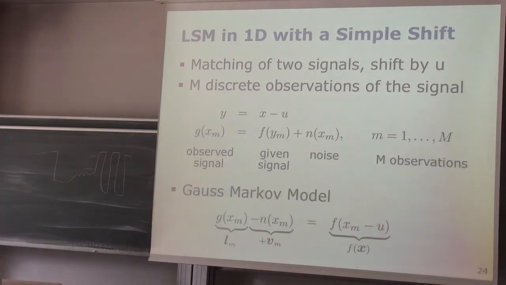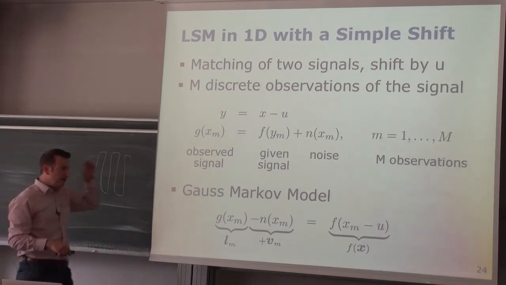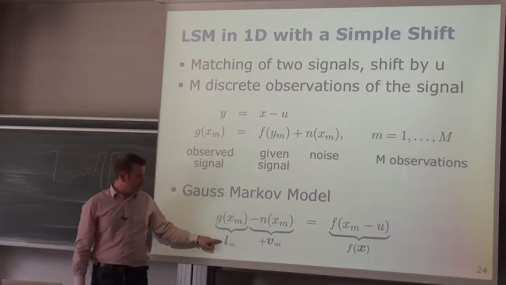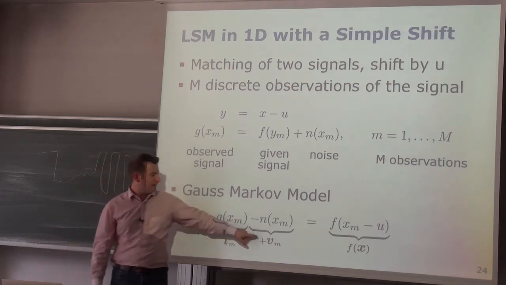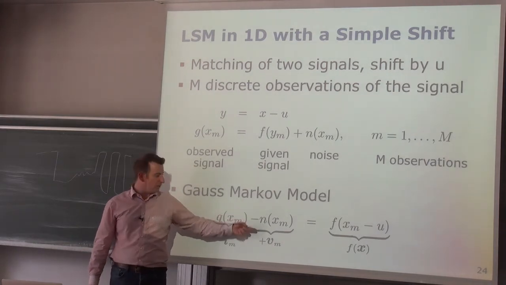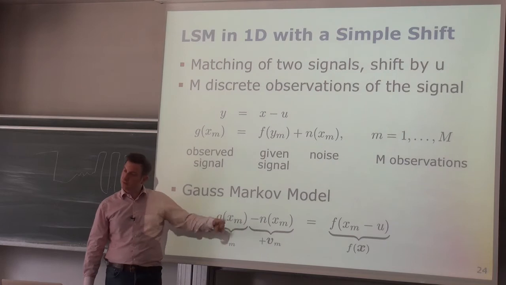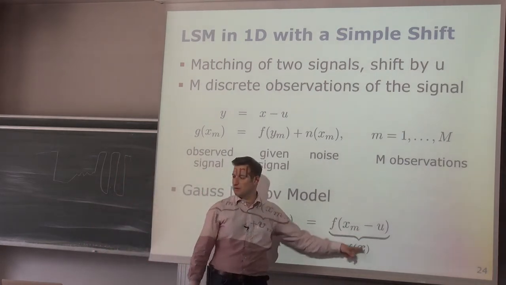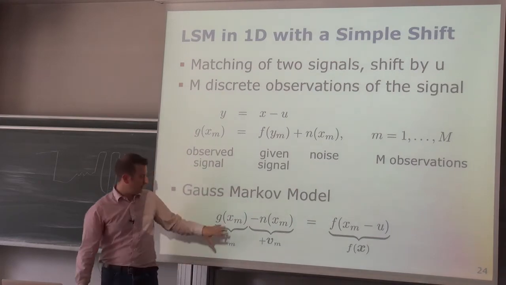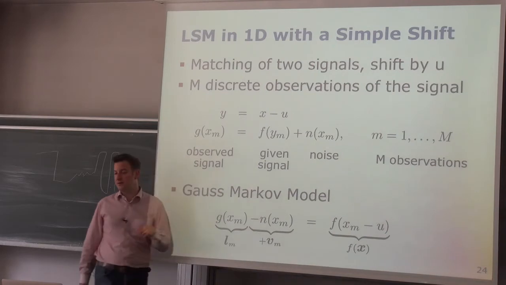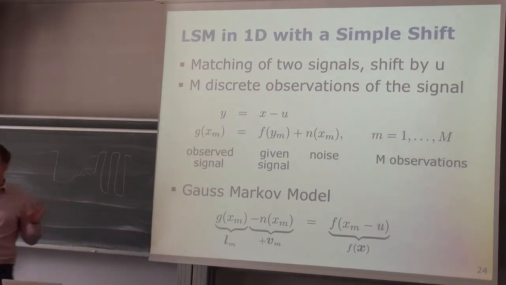Okay, so this should actually be the right slide. The other slide I should have removed. So this leads me to a Gauss-Markov model where g are my observations plus my noise. Depending on how I parameterize this as a noise or an error or residual, the sign can flip, and my function f is my nonlinear function. So I have the observations, my function which is shifted, and the noise. So this was the thing in 1D.